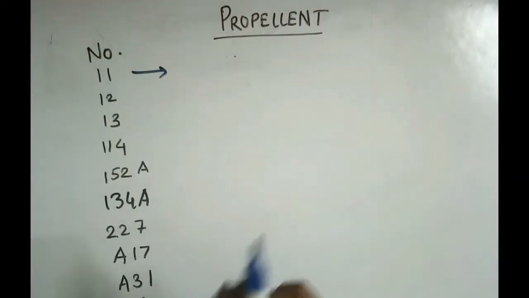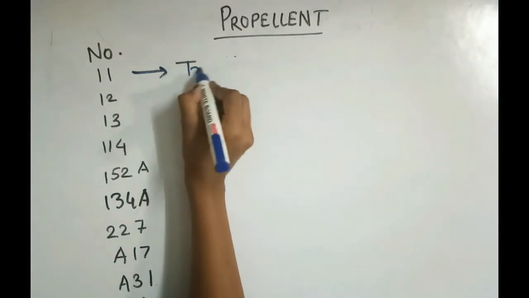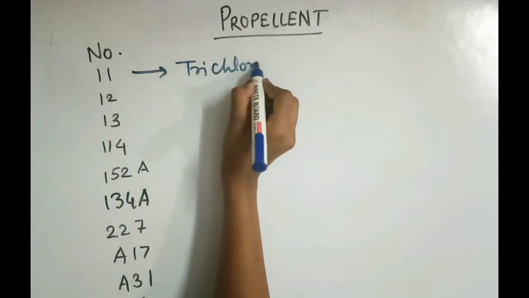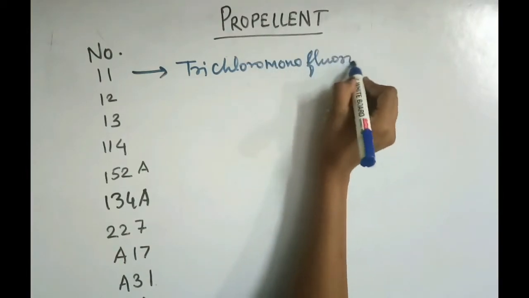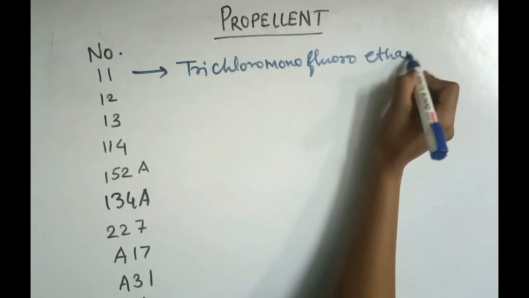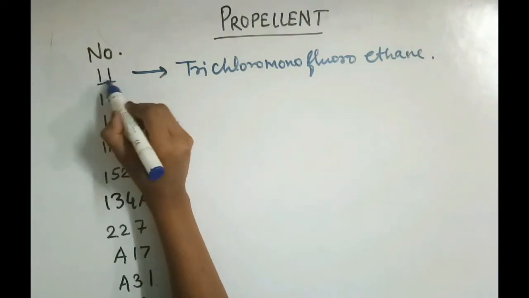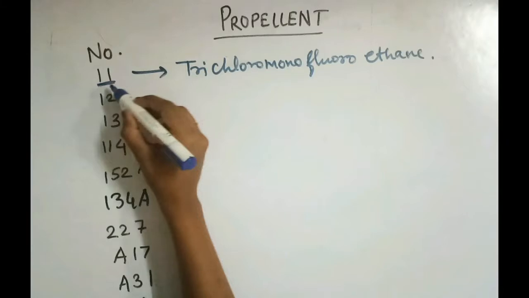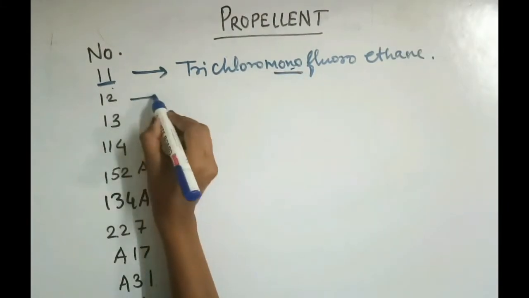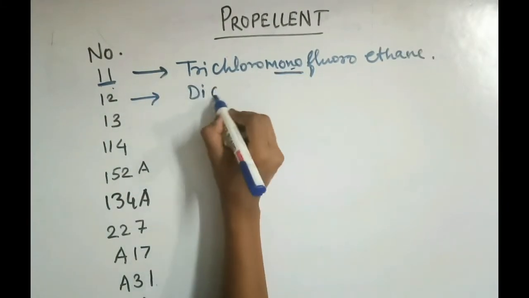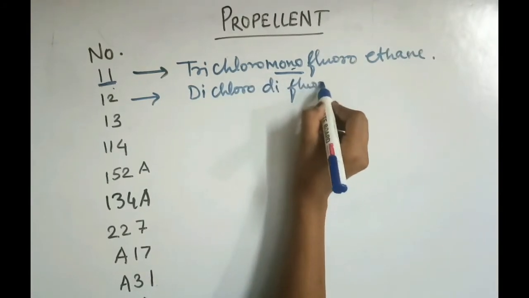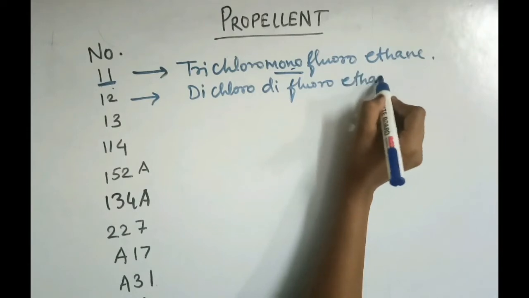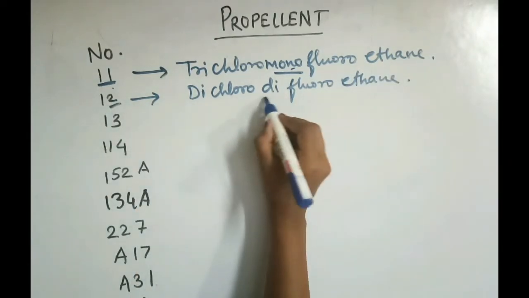Hello friends, today we will see how to memorize propellant numbers with their chemical names. So propellant 11 indicates trichloromonofluoroethane. So how to memorize this? 1 1, that is 11. So 11 indicates mono. If it is 12, it is difluoroethane. So this 2 indicates di.